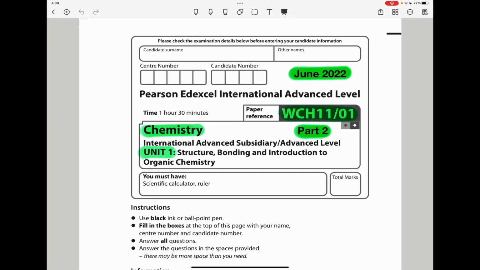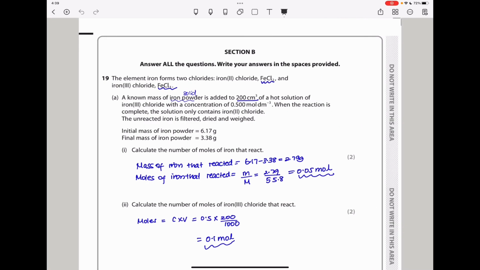Today we are doing the Pearson Edexcel International A-Level Chemistry Unit 1 for June 2022. This is the Part 2 video. I will put the link to the Part 1 video as well as that of Part 3 below in the description box. Let us begin with question 19.